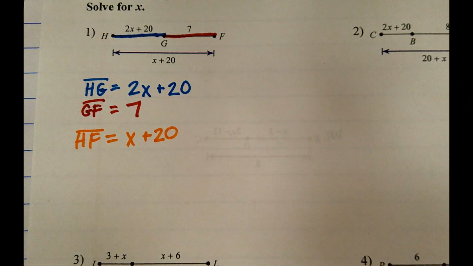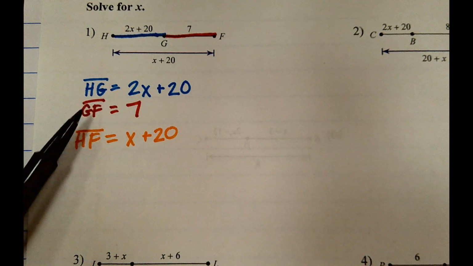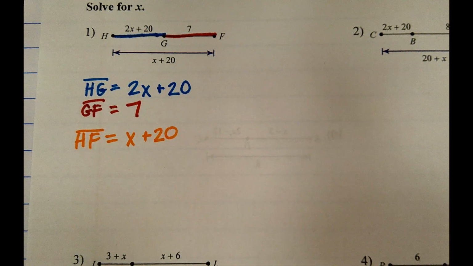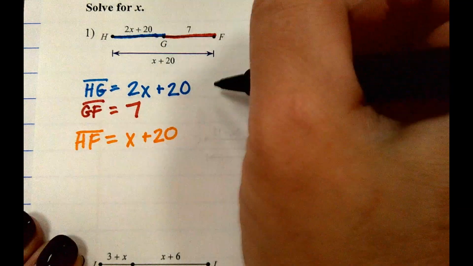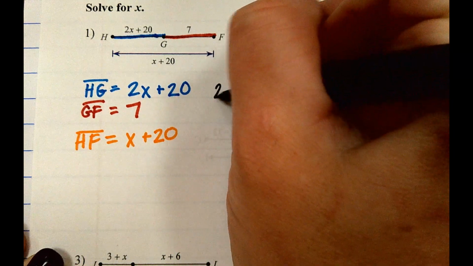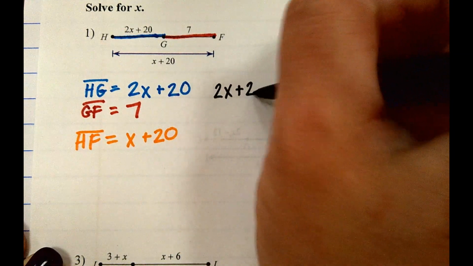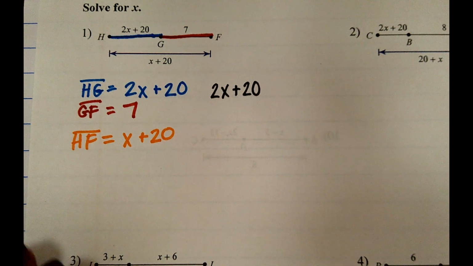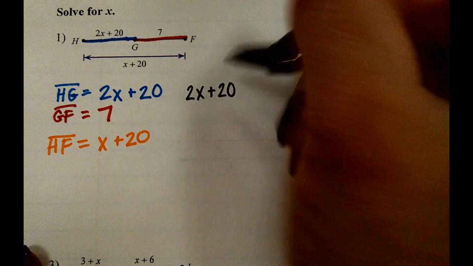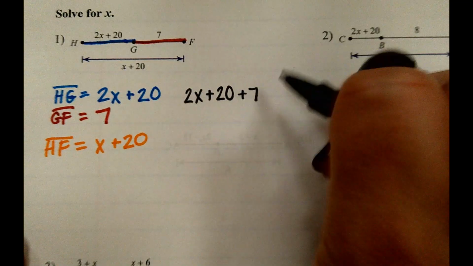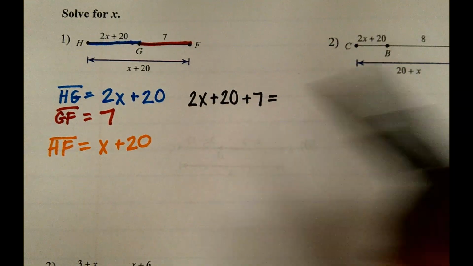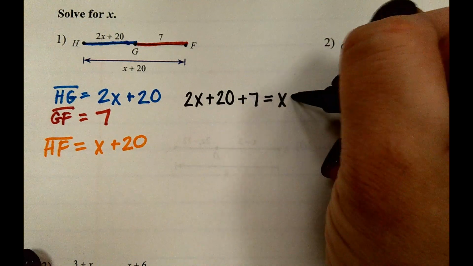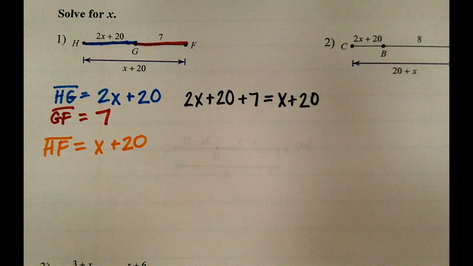So let's write an equation. I know HG plus GF equals HF. HG is 2x plus 20. So I'm going to write 2x plus 20. What should I write next? What am I adding to that? 7. Good. Plus 7. And that is equal to x plus 20. Good. And then you combine the like terms.